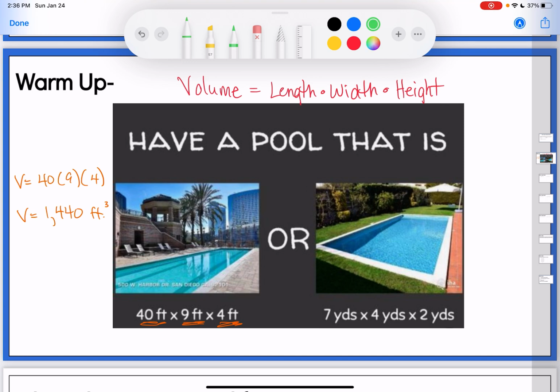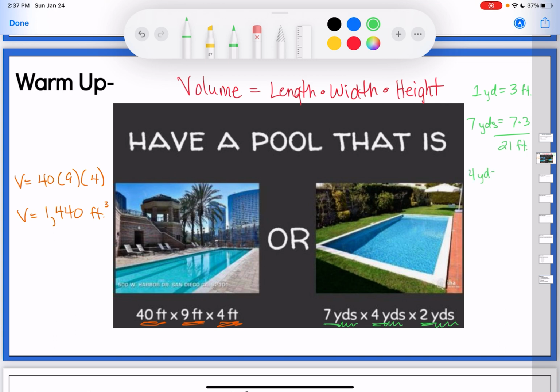Now, if I went over to this other one and I just did 7 times 4 times 2, I could get a volume, but I couldn't compare it because this is in yards. My other one was in feet. So in order to be able to compare these two, I'm going to change these yards into feet. Now remember, 1 yard equals 3 feet. So 7 yards would equal 7 times 3, which is 21 feet.